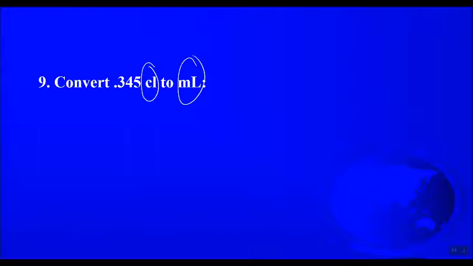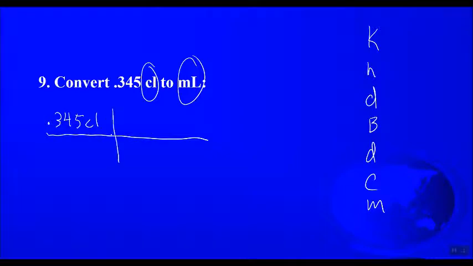Centi to milli. King Henry died by drinking chocolate milk. All right, put down your given. What are you converting from? Centiliter. What are you converting to? Milliliter. All right, let's find these things.